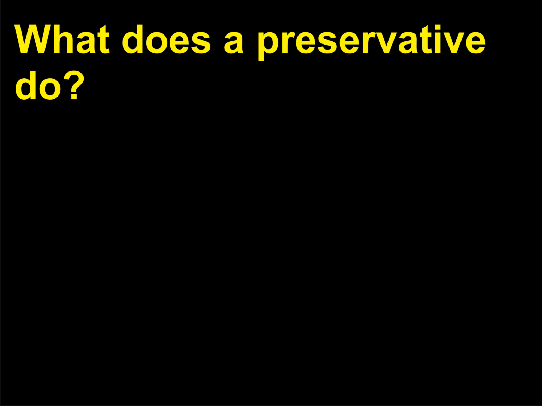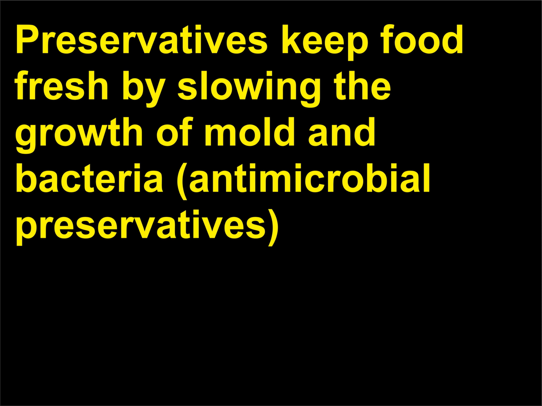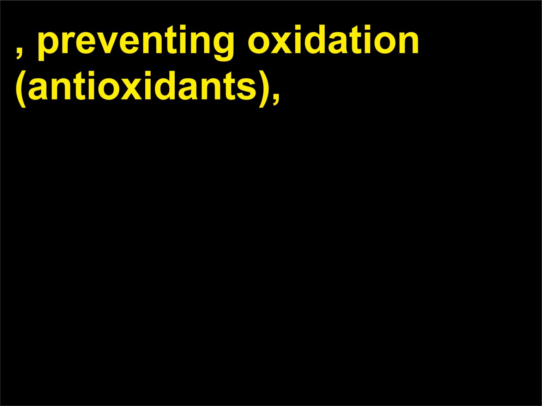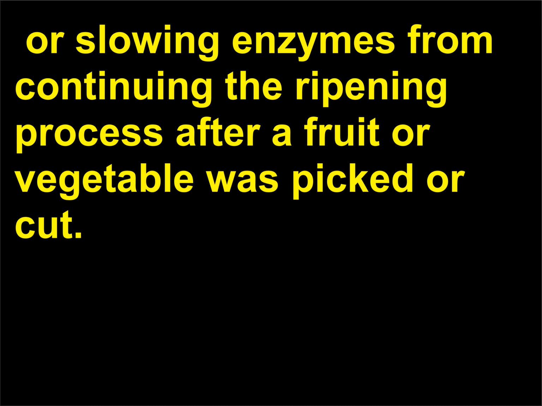What does a preservative do? Preservatives keep food fresh by slowing the growth of mold and bacteria. Antimicrobial preservatives, preventing oxidation, antioxidants, or slowing enzymes from continuing the ripening process after a fruit or vegetable was picked or cut.